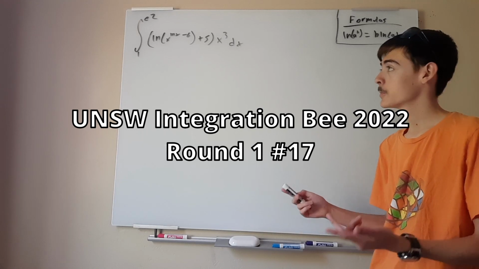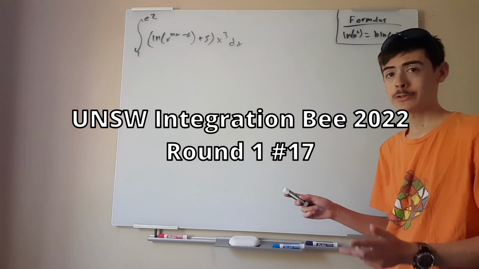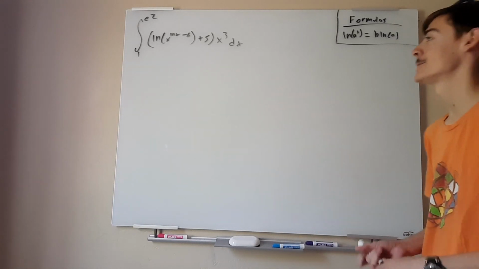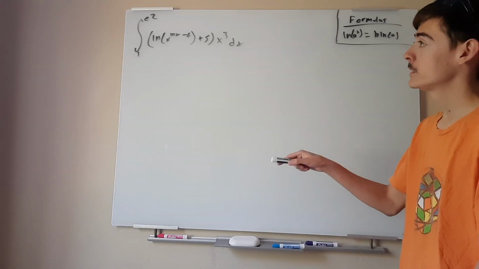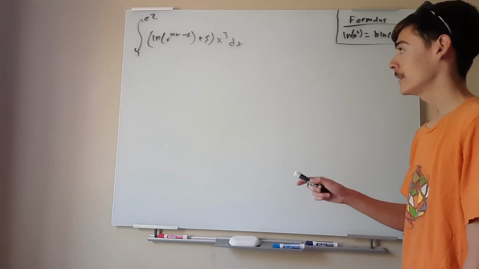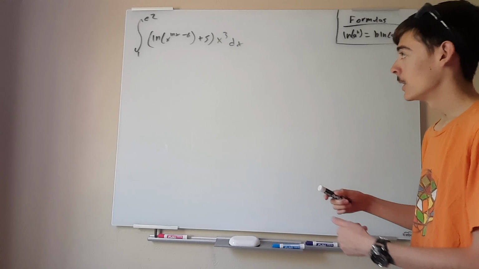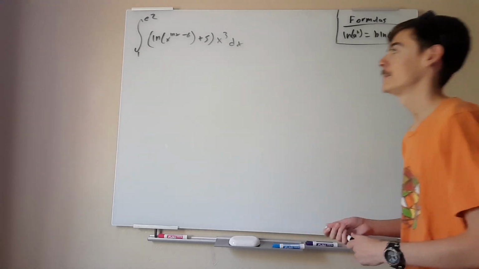Alright, today's integral is pretty long, and there's probably a faster way to do it, but I couldn't figure it out, so here's the brute force way of solving this. So it's the integral from 1 to e squared of the natural log of x to the natural log x minus 6, all plus 5, all multiplied by x squared.